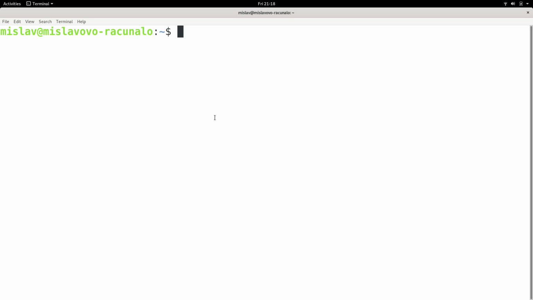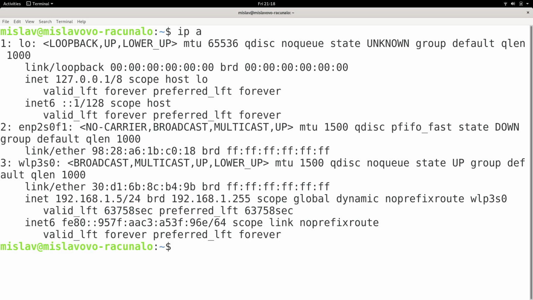Okay, so basically all of the data your computer is sending and receiving over the computer network is going through the network interface. Okay, and if you want to see your network interfaces, you should type in IPA and press enter. And this actually gives you all of your network interfaces. Okay, and now we are going to interpret what these mean.